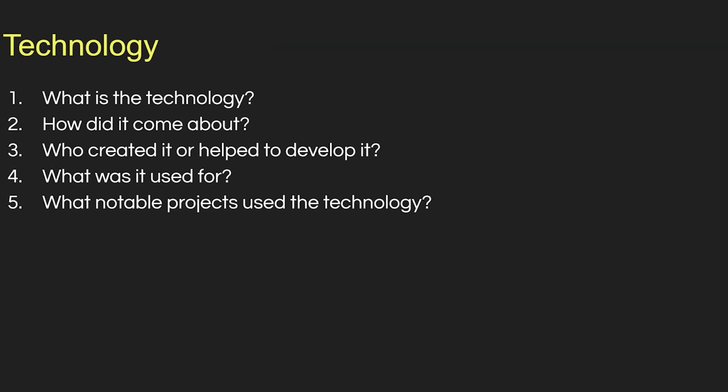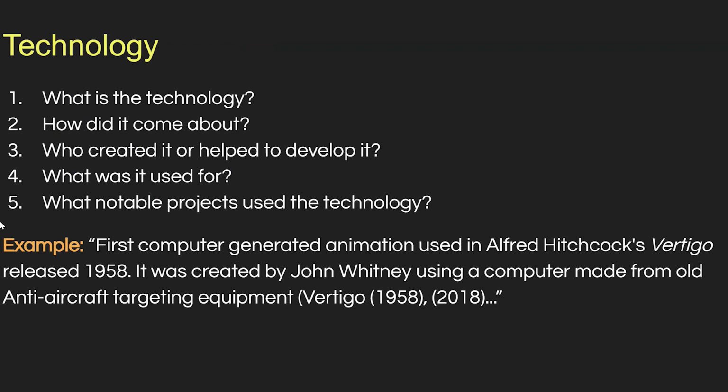Again, let's have a look at an example. The first computer-generated animation was used in Alfred Hitchcock's Vertigo, released in 1958. It was created by John Whitney using a computer made from old anti-aircraft targeting equipment. So we've answered a couple of those questions here: who created it, where that piece of technology was used, and also the time that it came about. Okay, so that's technology.